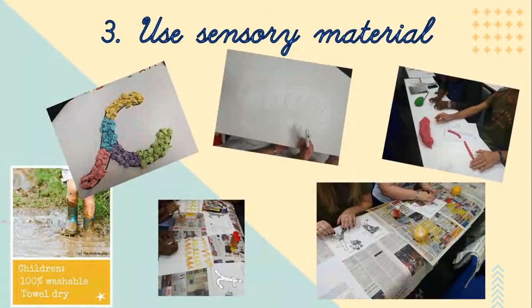Also nice to use sensory material to teach handwriting, and this can be used for your print and for your cursive. So for example, using crumpled paper for the shape of the letter K. Here we've got some painting with spices, shaving cream, Play-Doh, and tinfoil for the letter T.